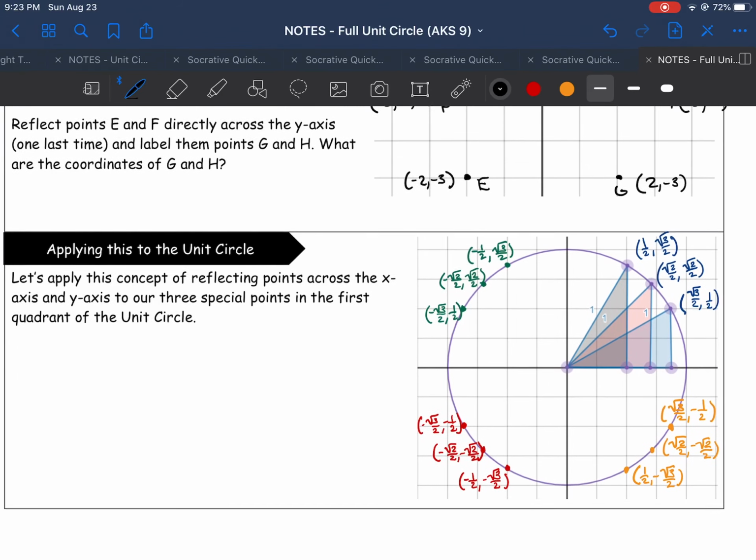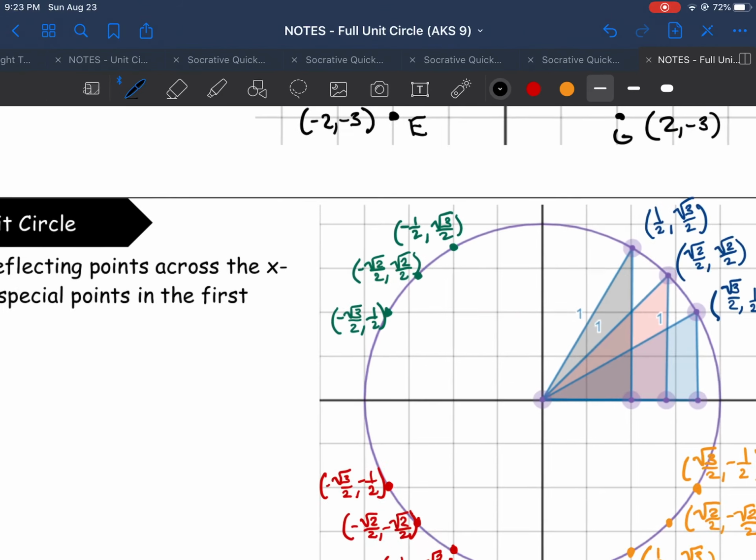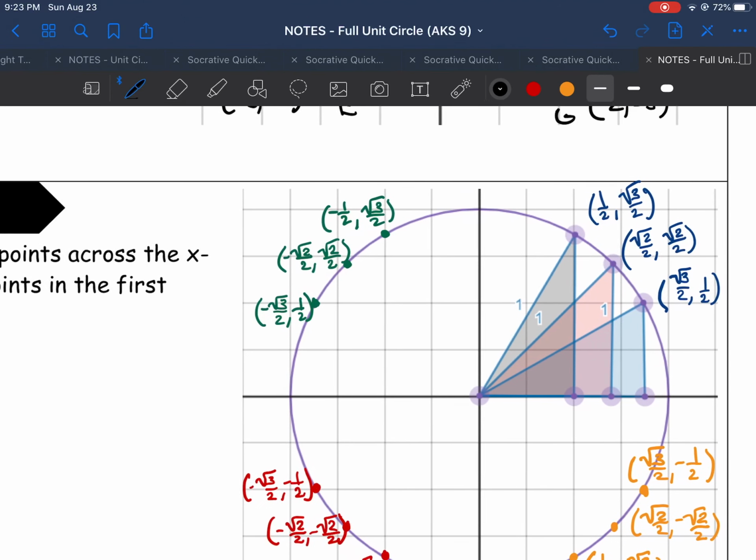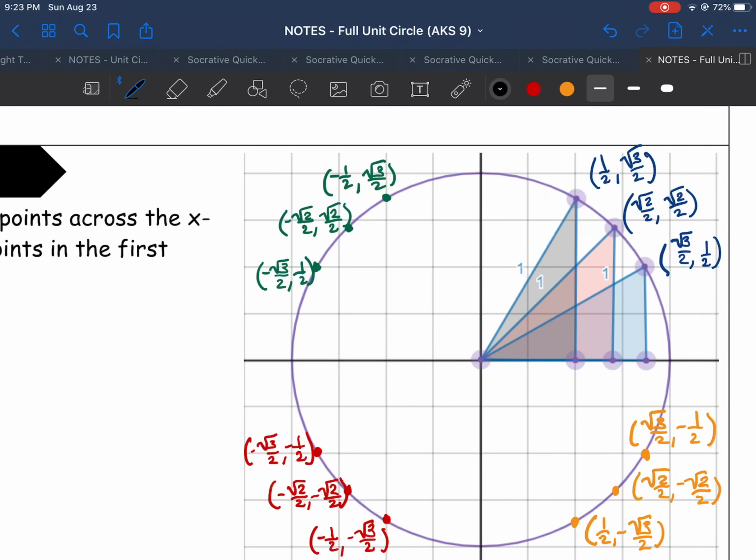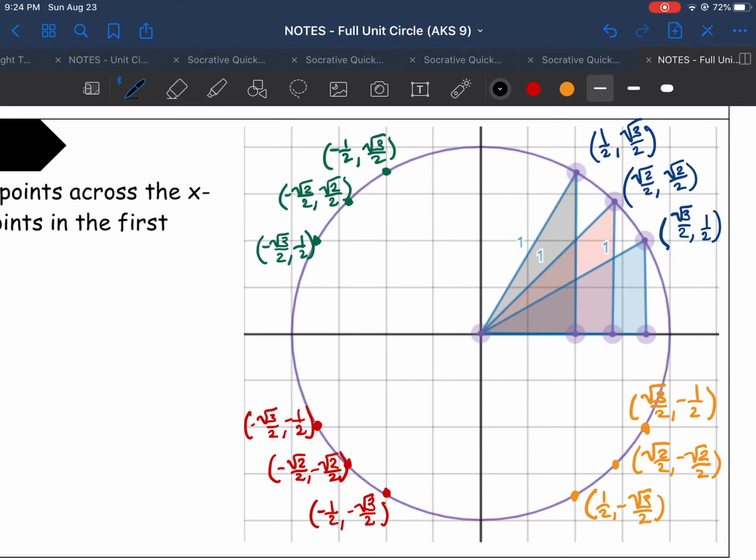So notice, here's our first quadrant of the unit circle in blue. And I've gone ahead and taken those points and I've reflected them first across the y-axis to get the points in green. Then I've taken the points in green, reflected them across the x-axis to get the points in red. And then I've taken the points in red, reflected them across the y-axis once more to get the points in orange.